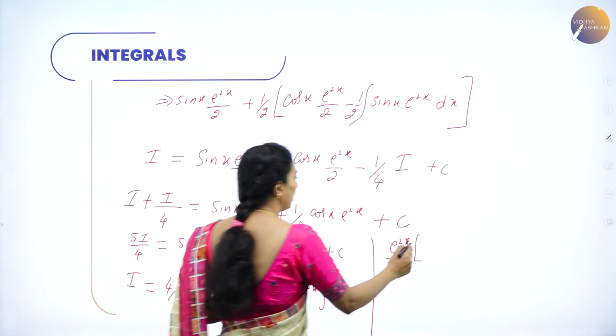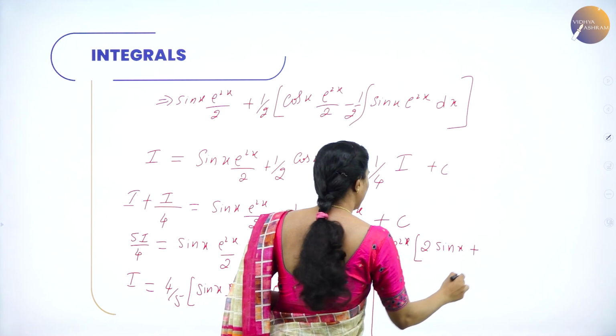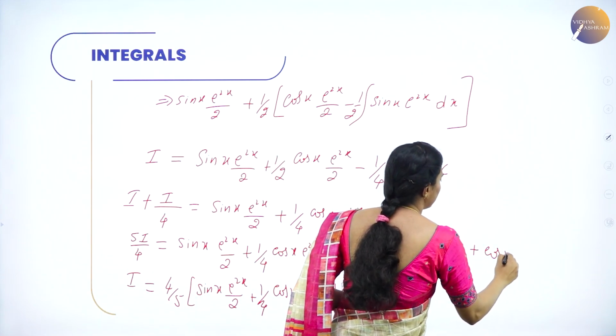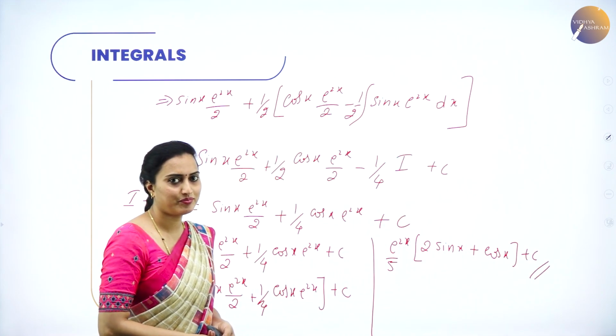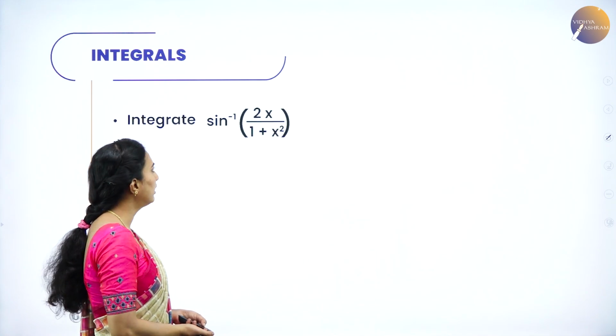So, 2 sin x plus, see, 4 will get cancelled, cos x plus c, and this is your final answer. You are going to get it as DS. I hope you understood this one. Now, we'll be moving on to the next problem.